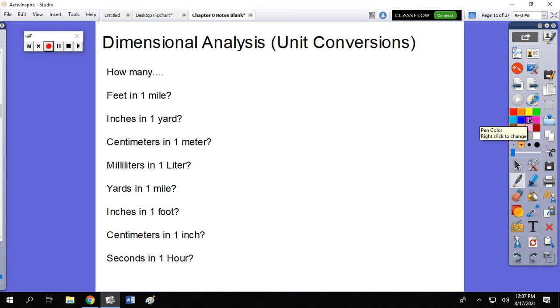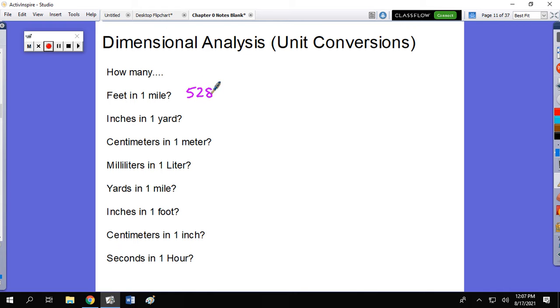Now, you should have been working on this a little bit throughout grade school. You should already know the answer to all the questions on this page. For instance, we know that there's 5,280 feet in 1 mile. We know that there are 36 inches in 1 yard. We know things like this. For instance, we know there are 100 centimeters in 1 meter. Okay, these are things that we should already know.